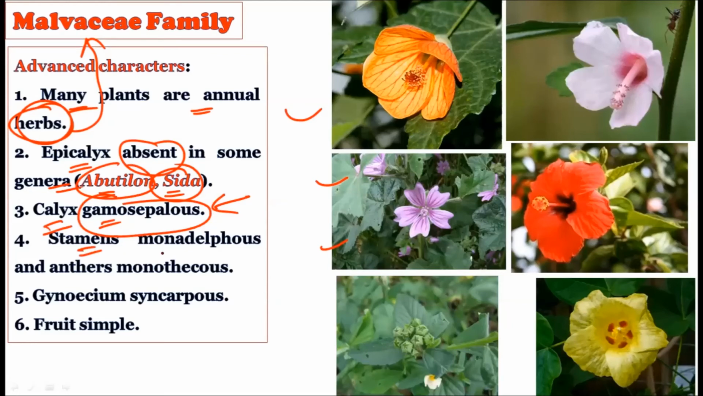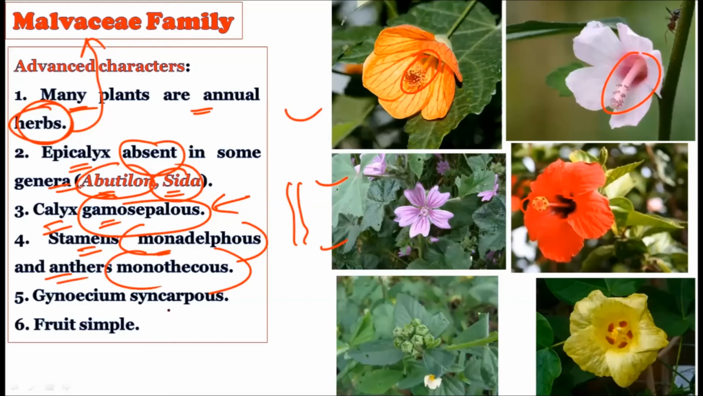Then the stamens are monoadelphous and anthers are monothecous, right? All the stamens are united to form a single staminal tube, okay. Observe here how the staminal tubes are there. These staminal tubes are considered a very advanced character, okay, and anthers are monothecous in nature. There is no dithecous condition. The monothecous condition is there in this particular family, and this is considered an advanced characteristic, okay.